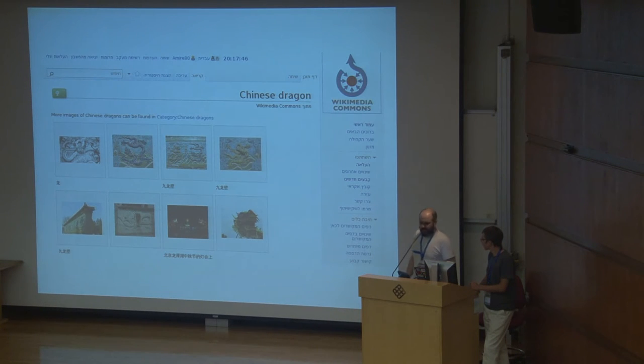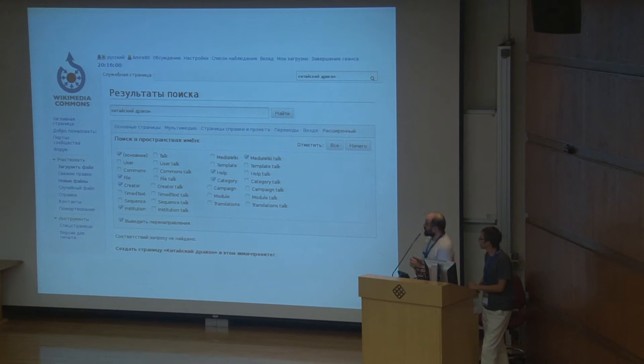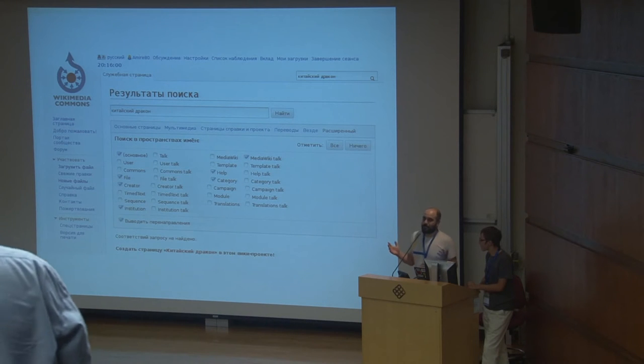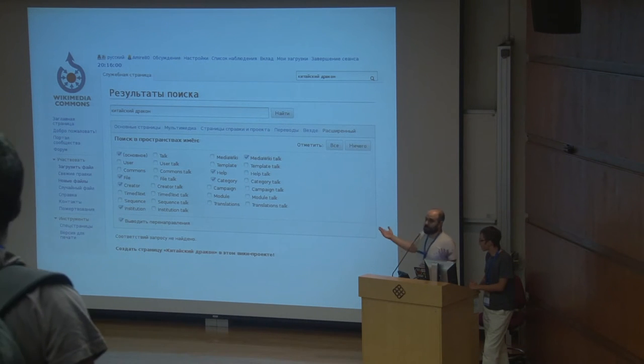If I search Commons in English, I'll find a bunch of these. These are not bad, but not exactly the same thing. If I search Commons in Russian, then I get this. I happen to know what this means because I'm a MediaWiki developer. Most people will just think that it's completely useless.